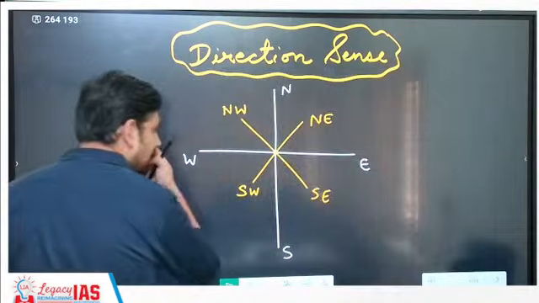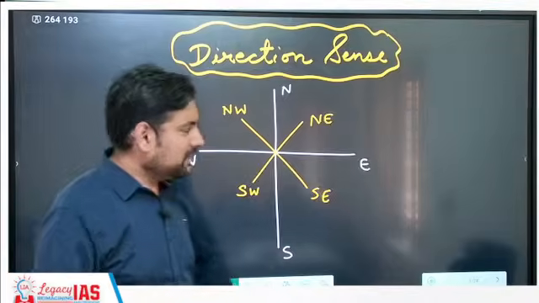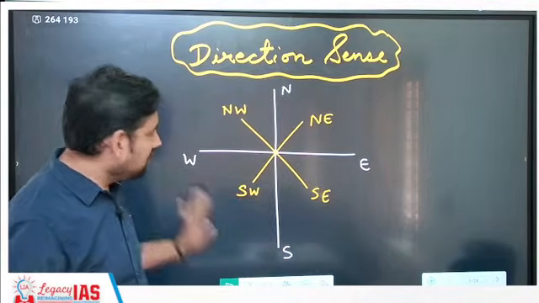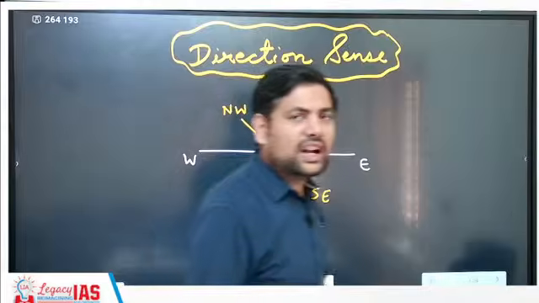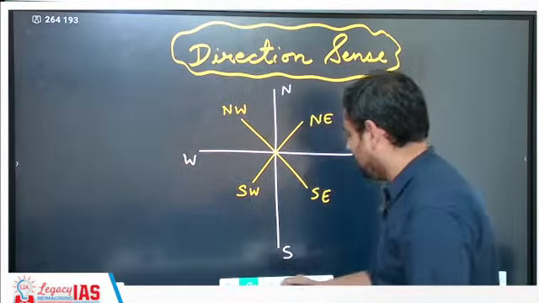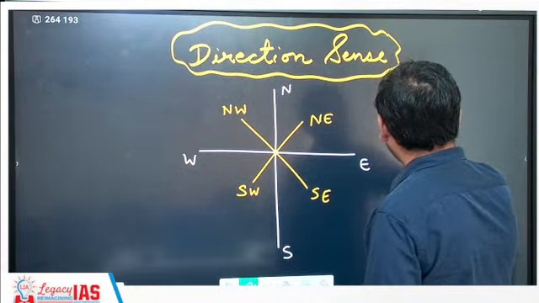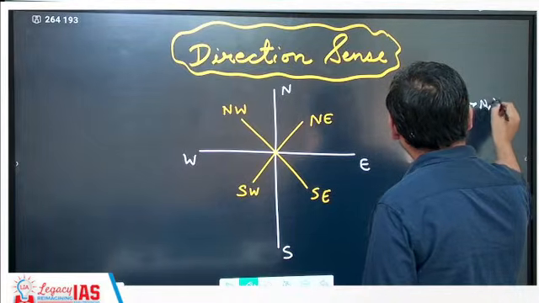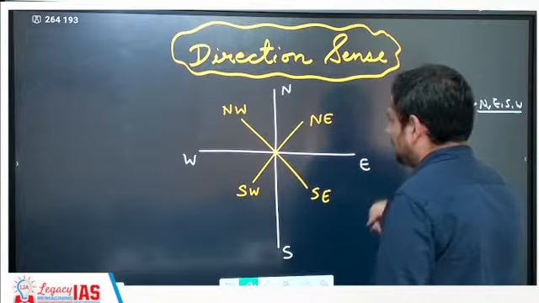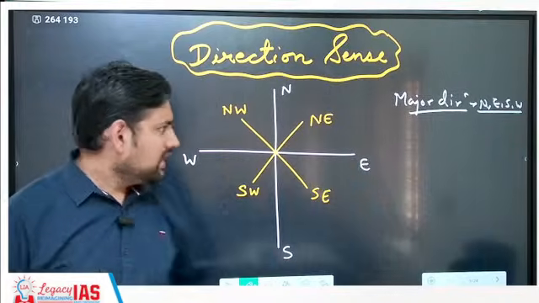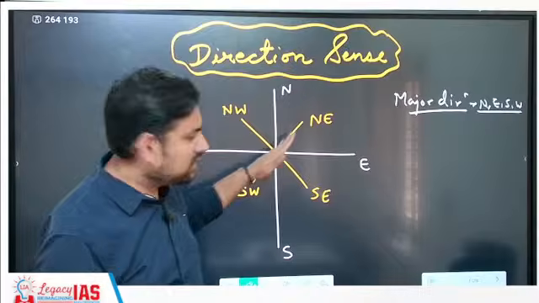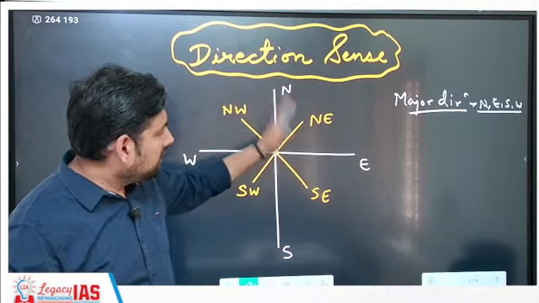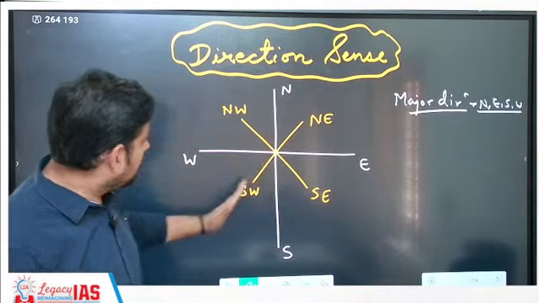So first thing, direction sense. You know about north, east, south, west. These are called cardinal directions or the major directions. Then the next thing is the minor directions, which lie right in the middle of the major ones, like northeast, between north and east. Similarly, southeast, southwest, northwest.